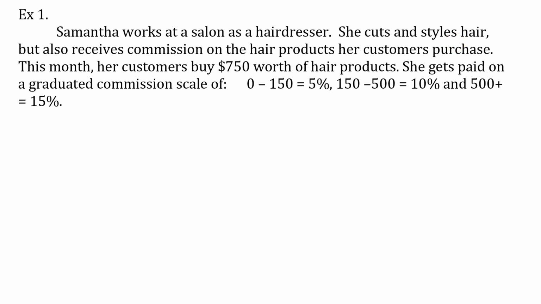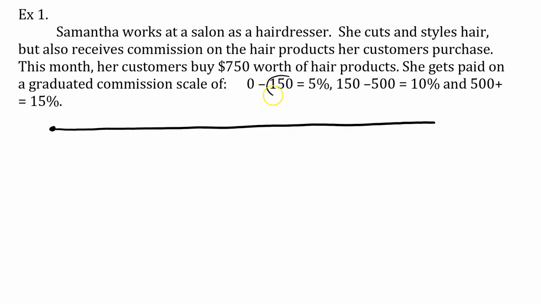So example number 1, Samantha works at a salon as a hairdresser. She cuts and styles hair, but also receives a commission on the hair products her customers purchase. This month, her customers buy $750 worth of hair products. She gets paid on a graduated commission scale of 0 to 150, she gets 5%. Between 150 and 500, she gets 10%. And on sales over 500, she gets 15%. So this is how I would do it.